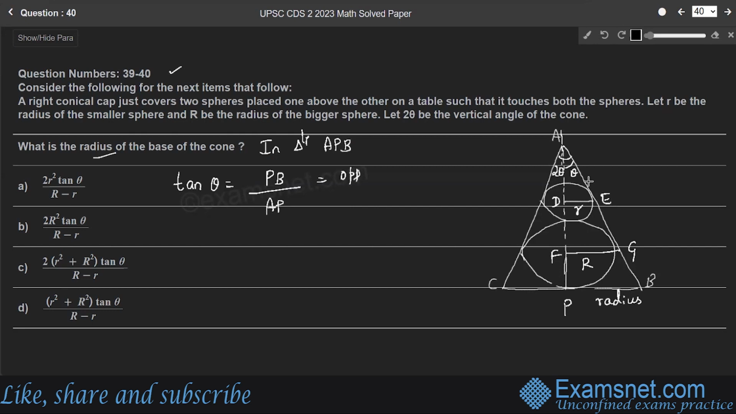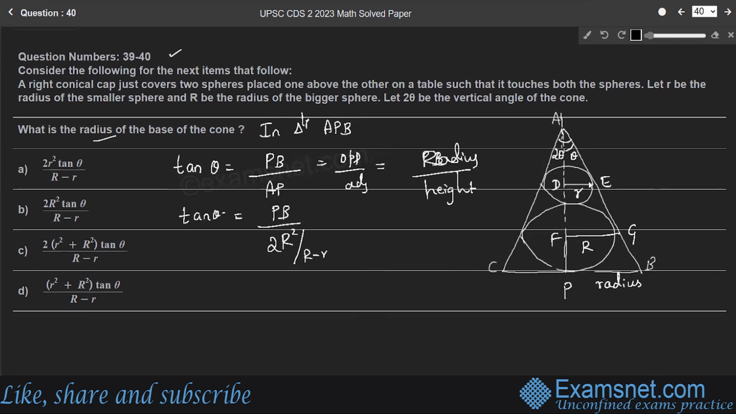So opposite by adjacent side, tan theta, right? Here PB is the base radius, and AP is the height of the cone. In the previous question itself, we had calculated AP, the height of the cone. So base radius by height of the cone. Height of the cone is 2R square by R minus r, it was, right? So tan theta is equal to PB by AP.